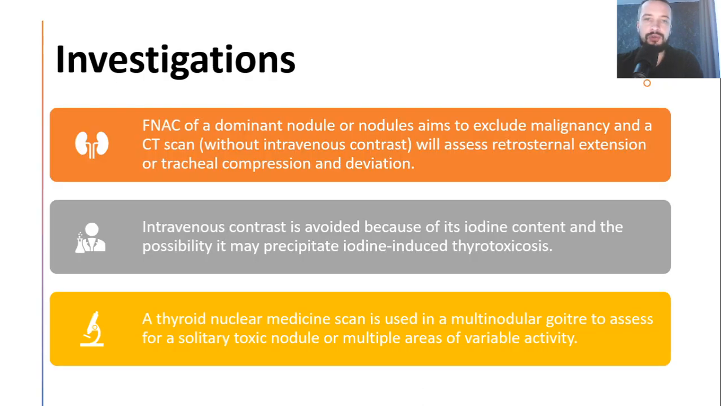FNAC of a dominant nodule or nodules aims to exclude malignancy, and the CT scan will assess retrosternal extension or tracheal compression and deviation. Intravenous contrast is avoided because of its iodine content and the possibility it may precipitate iodine-induced thyrotoxicosis. A thyroid nuclear medicine scan is used in a multinodular goiter to assess for a solitary toxic nodule or multiple areas of variable activity.